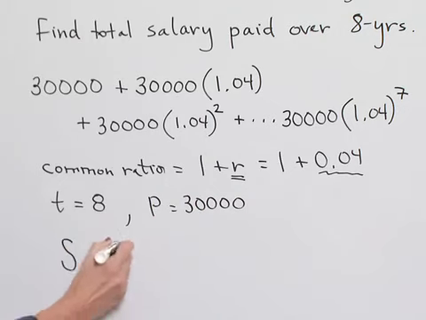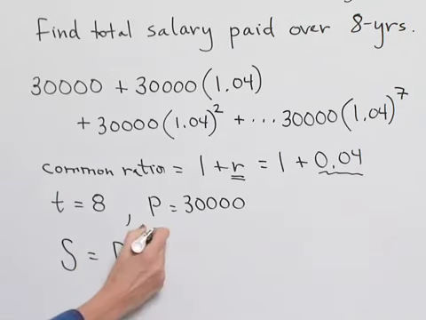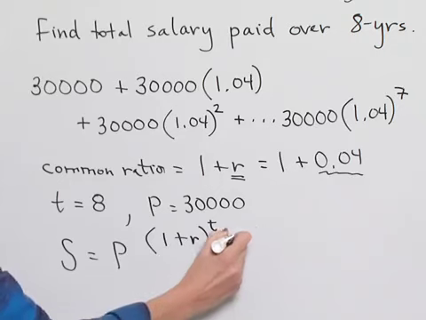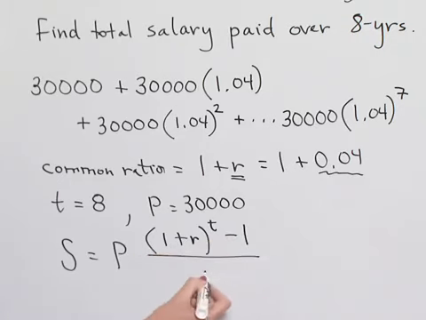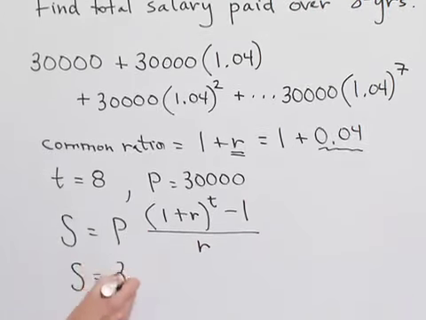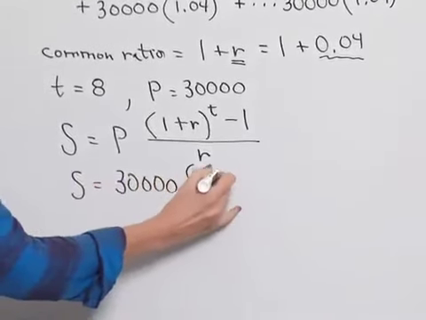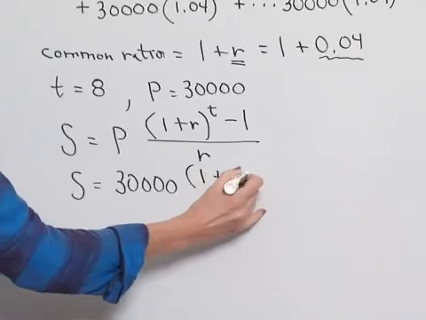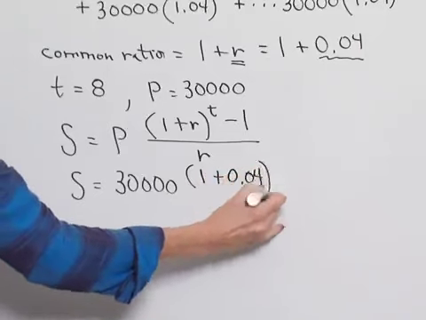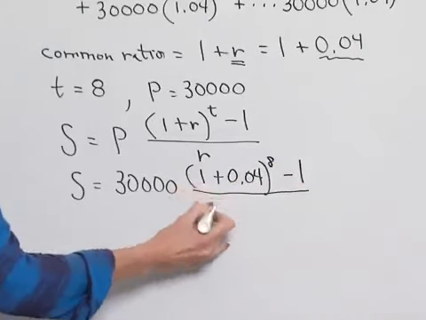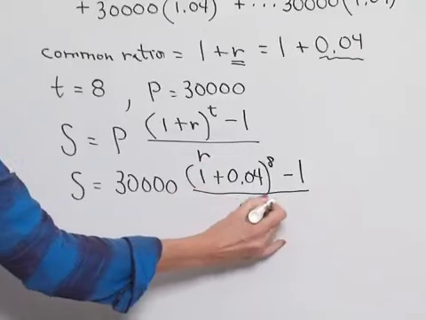This is equal to p multiplied times the fraction where we have 1 plus r raised to the t power minus 1 in the numerator, divided by the value of r in the denominator. So we're going to end up with S equals, P is our 30,000. We'll have our fraction 1 plus the 0.04, since r is 0.04, raised to the 8th power, since that's t, minus 1, divide the whole thing by the value of r, which is our 4/100ths.